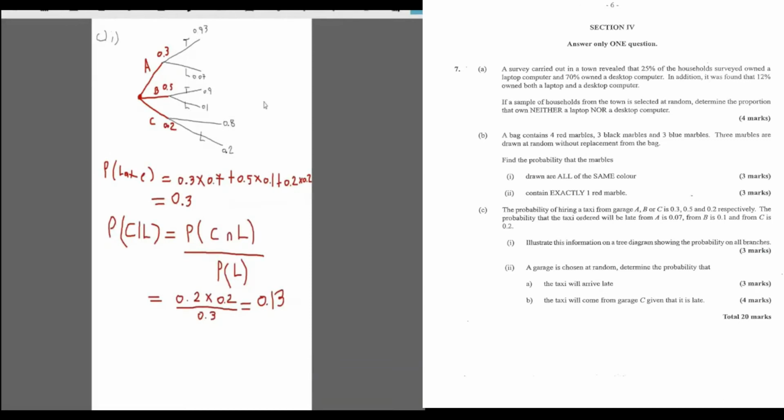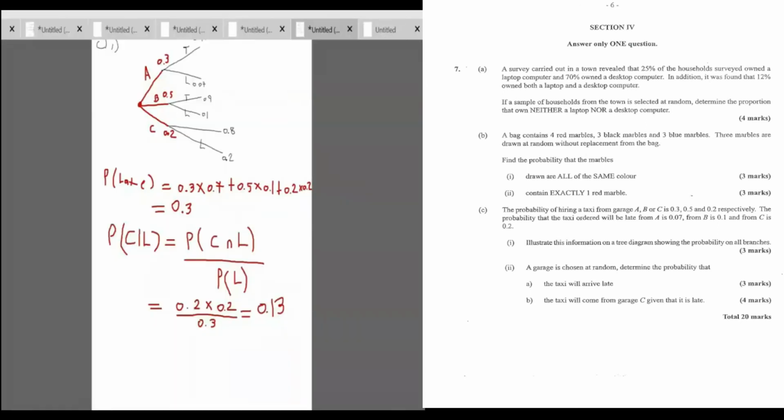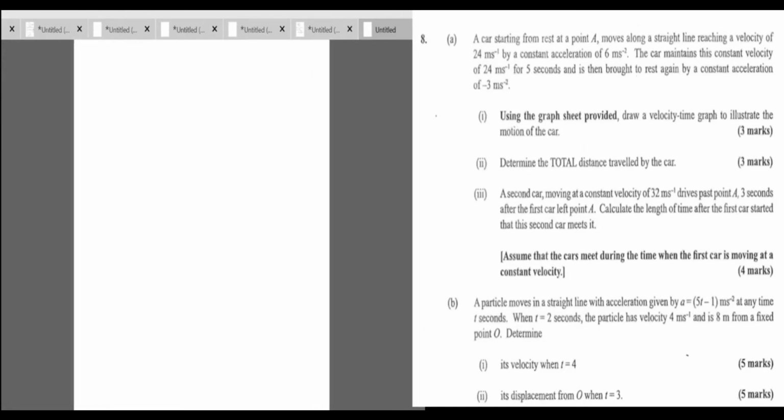This takes care of question 7. So this is question 7, the statistics question. Very easy. And so now, of course, it's time to go to kinematics. As we go to kinematics, which means motion in a straight line, let's look at what question 8 is saying.